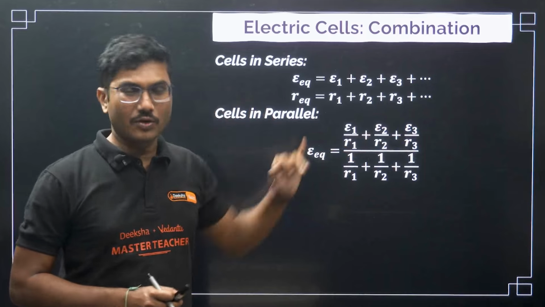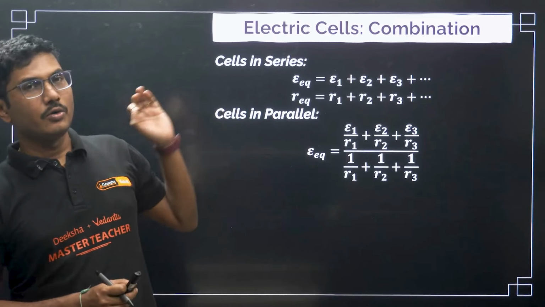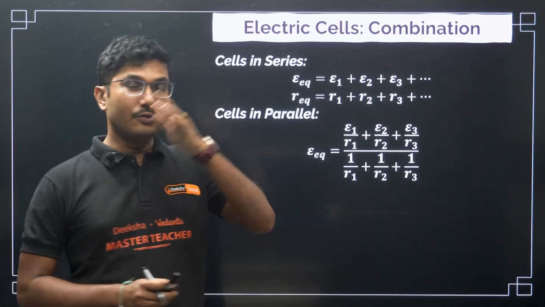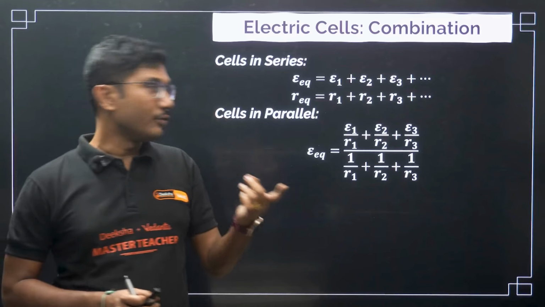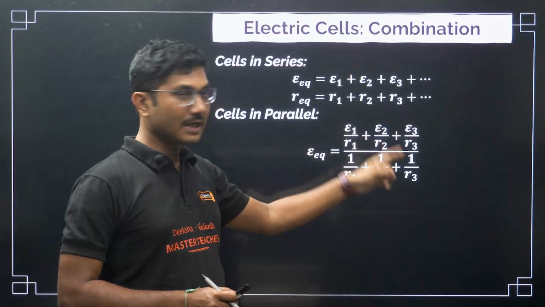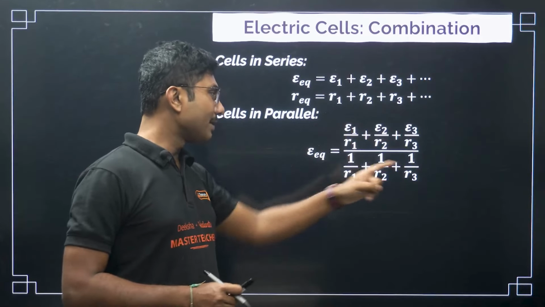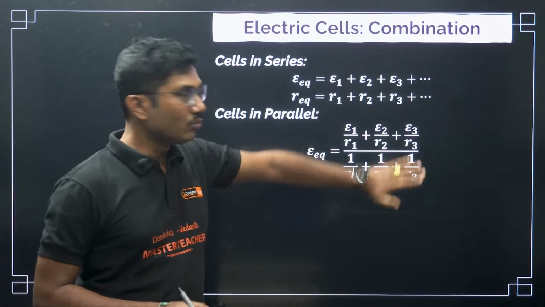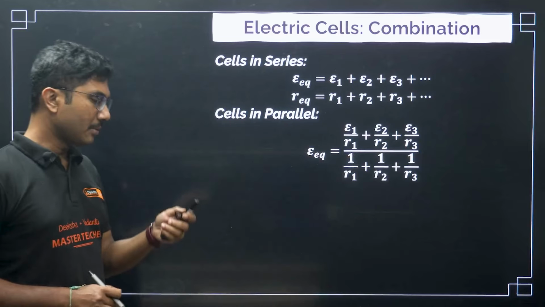There is another formula given in your textbook, and you can remember that final formula if you are comfortable, but if you are someone who gets confused very quickly, then use epsilon 1 by R1, epsilon 2 by R2, epsilon 3 by R3, add them, divided by 1 by R1 plus 1 by R2 plus 1 by R3. This is the easiest formula to remember.